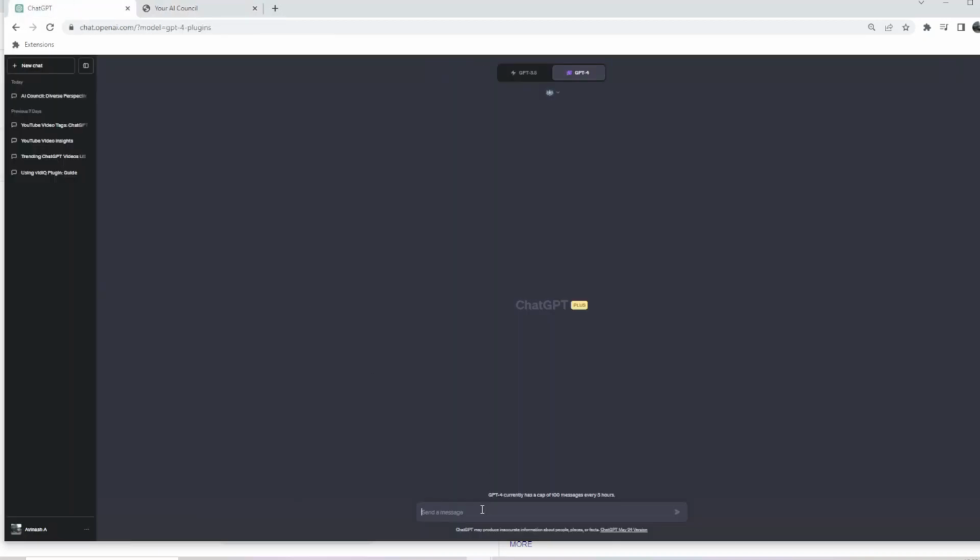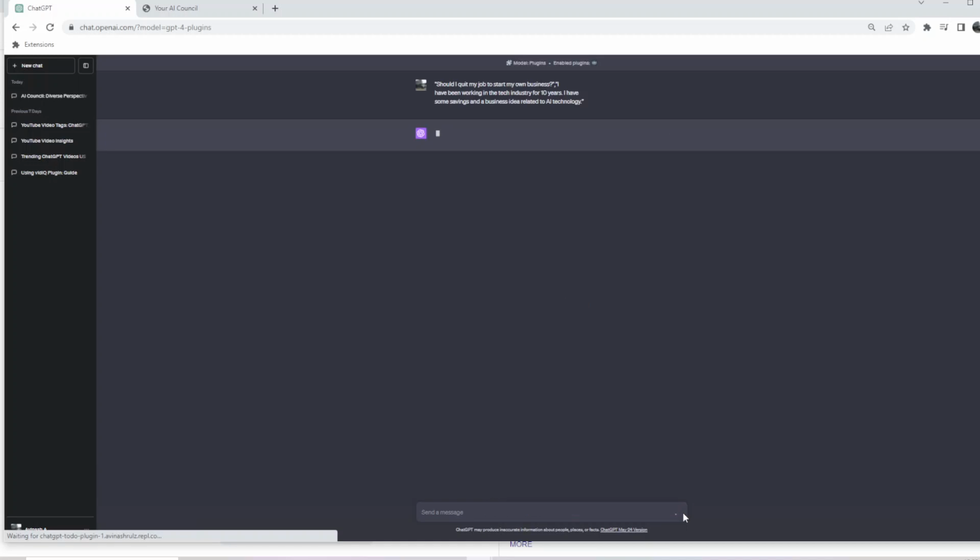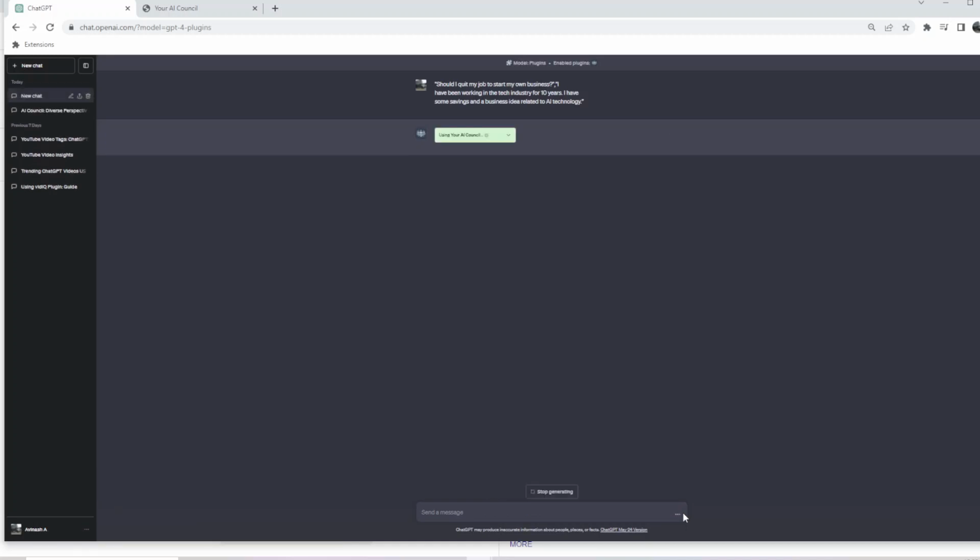So let's go and provide this to your AI Council, and it will now trigger that plugin. So you would get a generic answer. It won't be very specific, but it would be a good point for you to look into and read through and probably decide what part of it applies to you and what part of it does not apply to you.